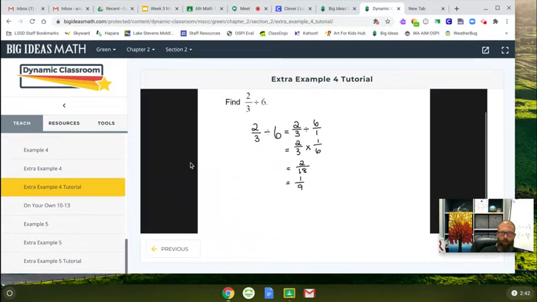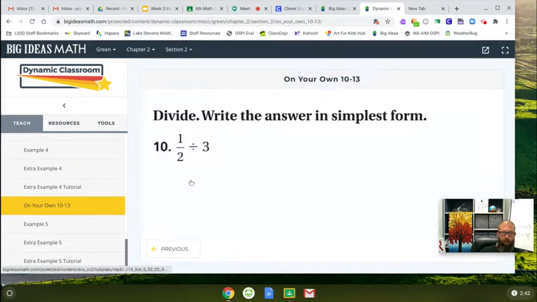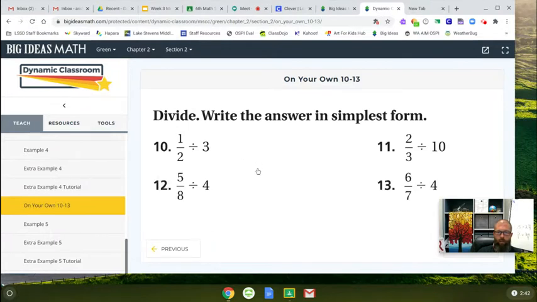Okay, so there's that one. And then on your own, 10 through 13. I solved all of these in my notes. So I want you to give these a shot. Go ahead and write it down, pause your video, and try to solve them. And then come back and see the answer. So 1, 2, 3, pause.